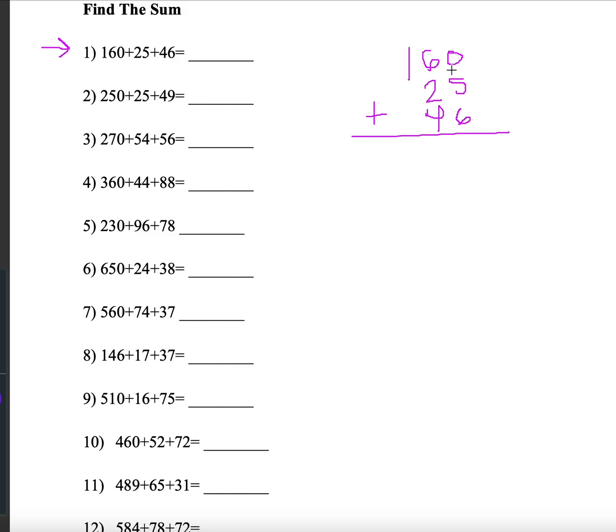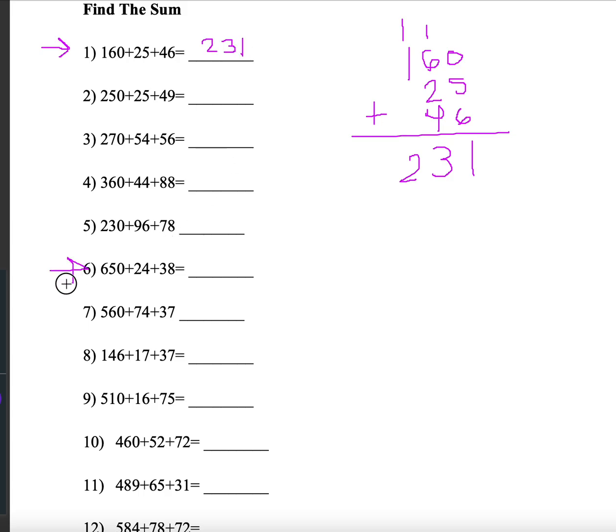So 0 plus 5 is 5, 5 plus 6 is 11. So we can add the 1 here and add the other 1 here. 1 plus 6 is 7, 7 plus 2 is 9, and 9 plus 4 is 13. So we can add the 1 and the 13 over here, and 1 plus 1 is 2. So this will be 231.